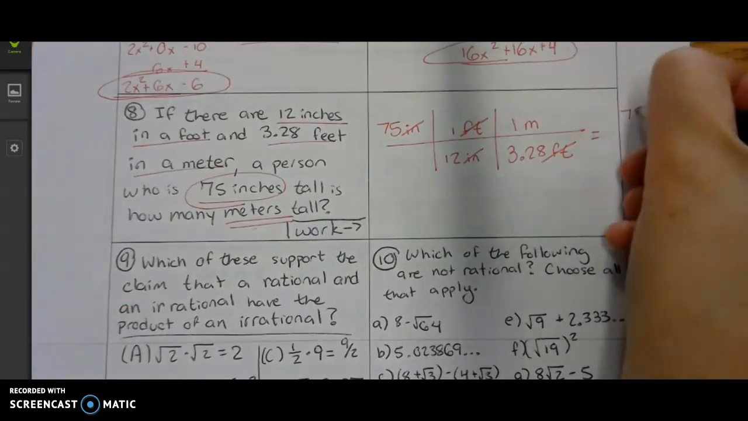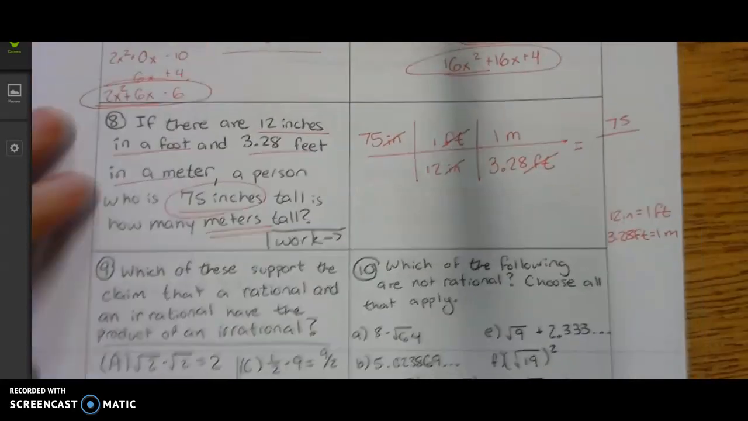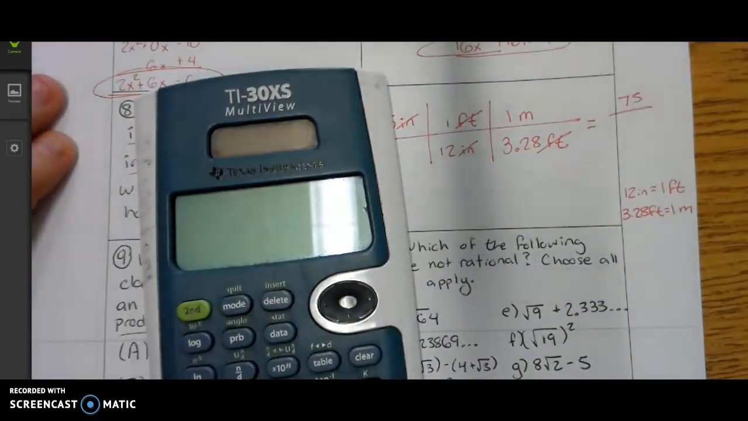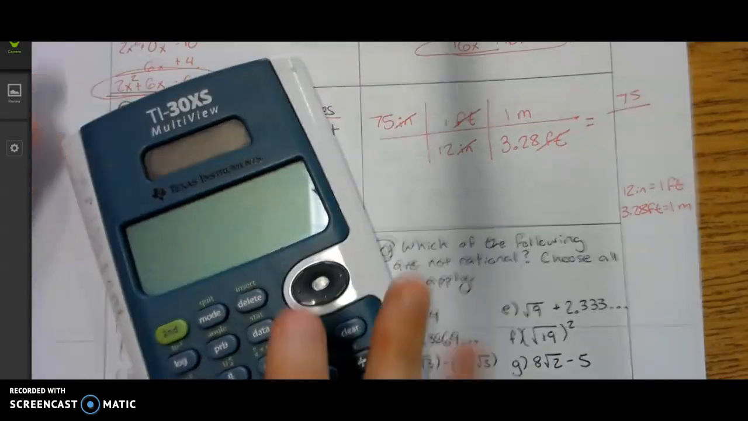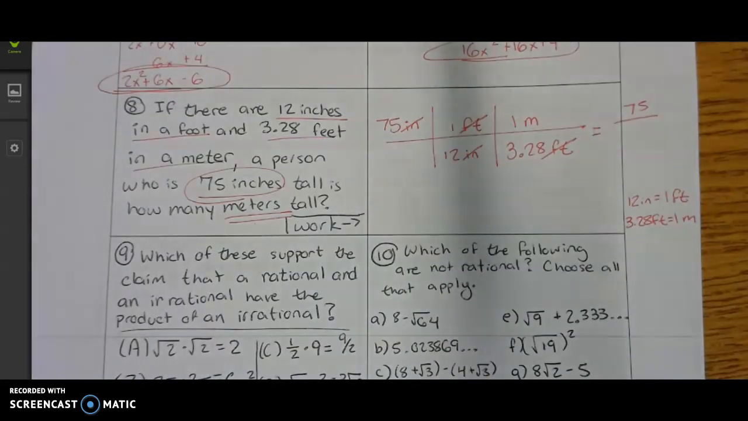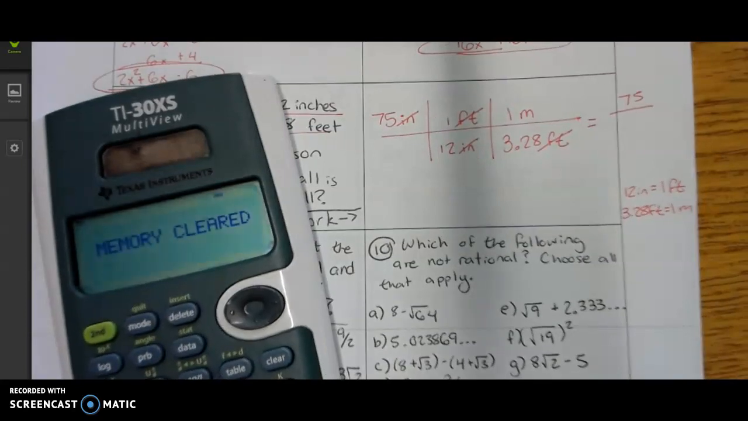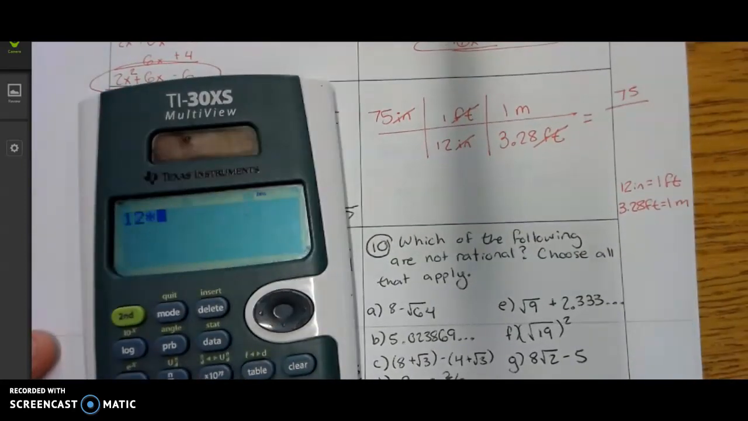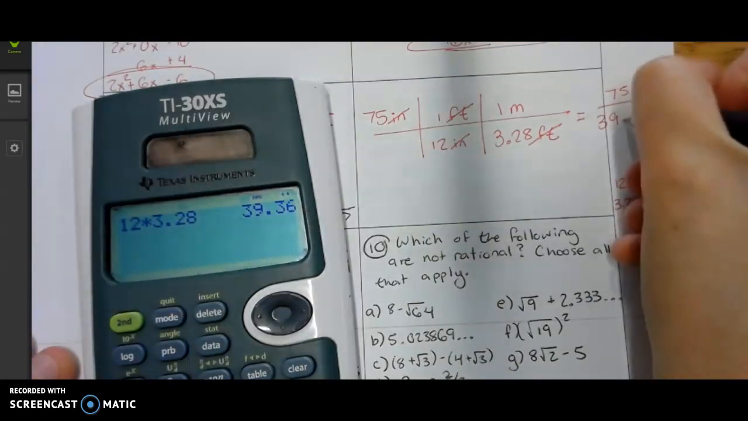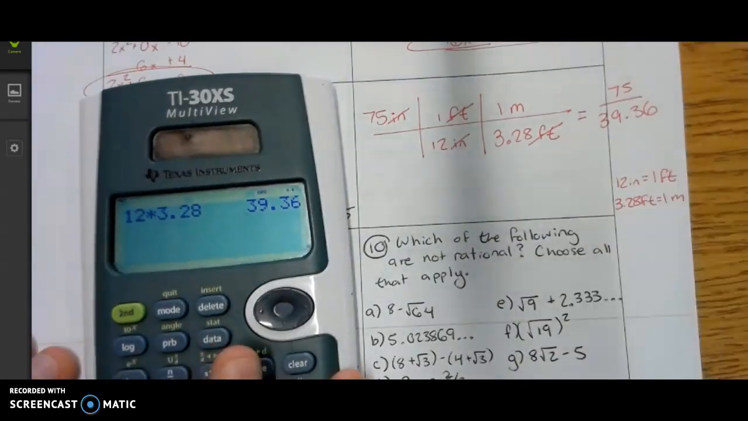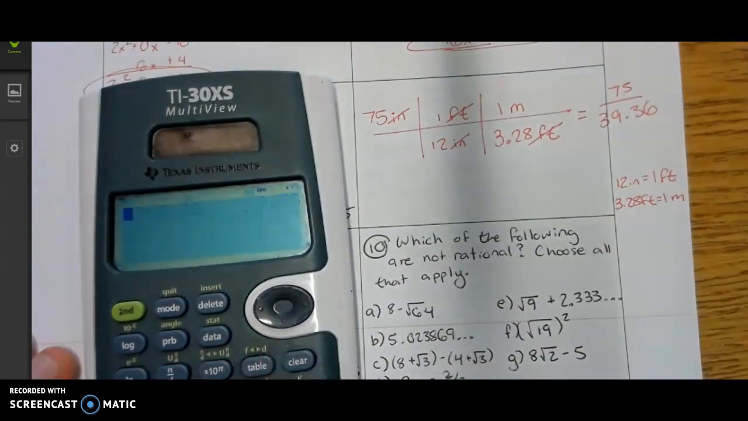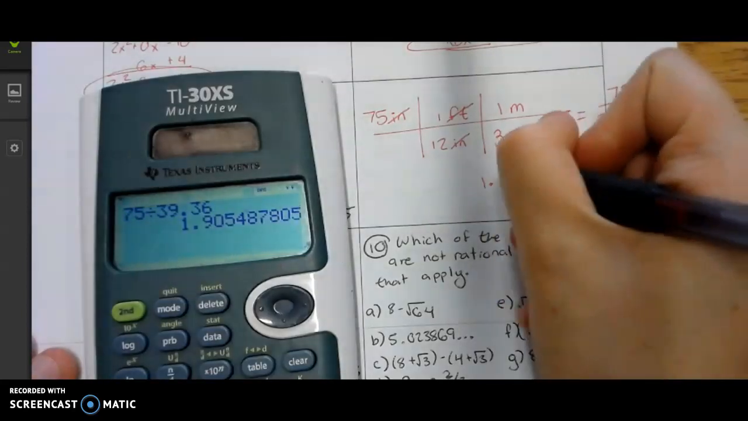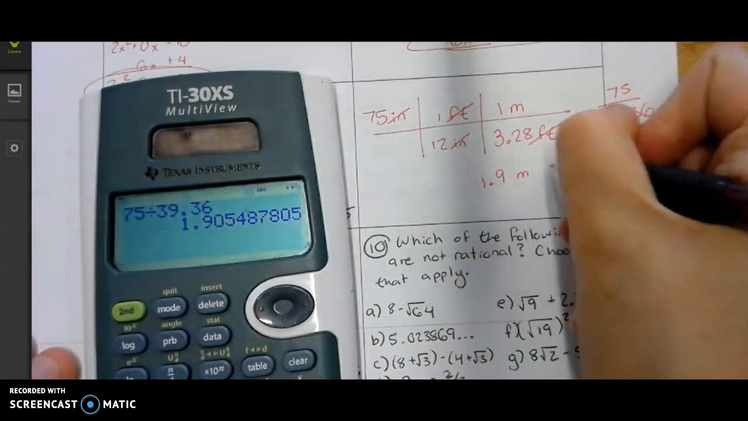The top is 75. Plug the bottom in the calculator: 12. Try that one more time. 12 times 3.28 is 39.36. Now I'm going to divide that: 75 divided by 39.36. So they are 1.9 meters tall.